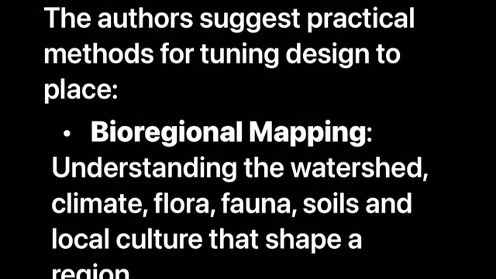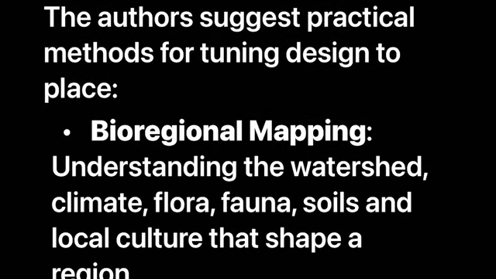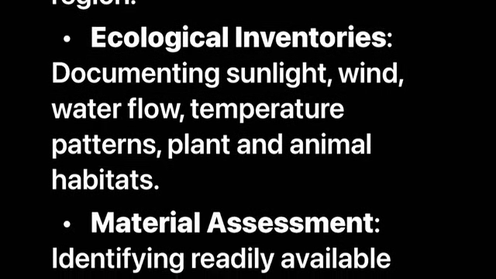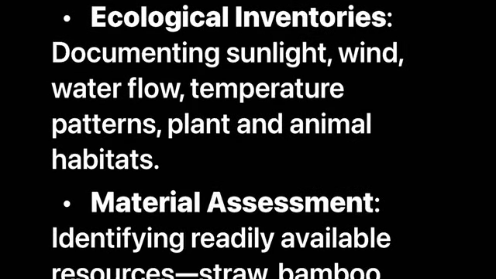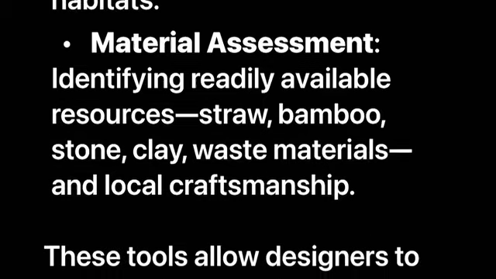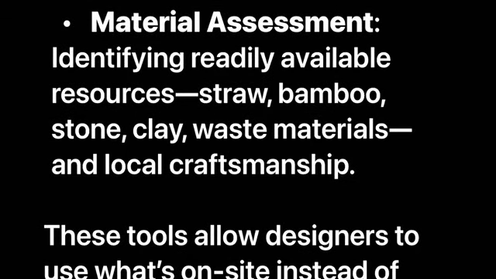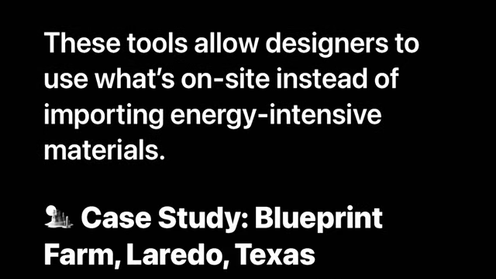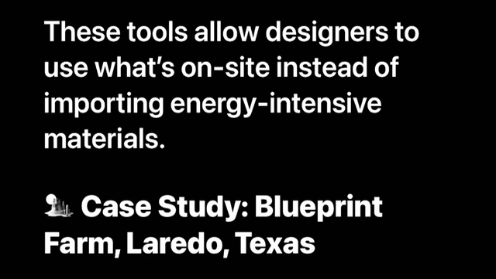Bioregional mapping. Understanding the watershed, climate, flora, fauna, soils, and local culture that shape a region. Ecological inventories. Documenting sunlight, wind, water flow, temperature patterns, plant and animal habitats. Material assessment. Identifying readily available resources: straw, bamboo, stone, clay, waste materials, and local craftsmanship. These tools allow designers to use what's on site instead of importing energy-intensive materials.